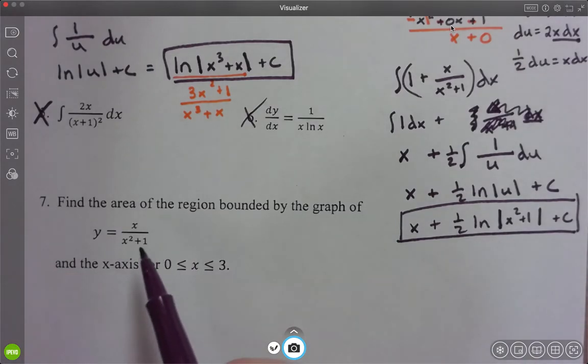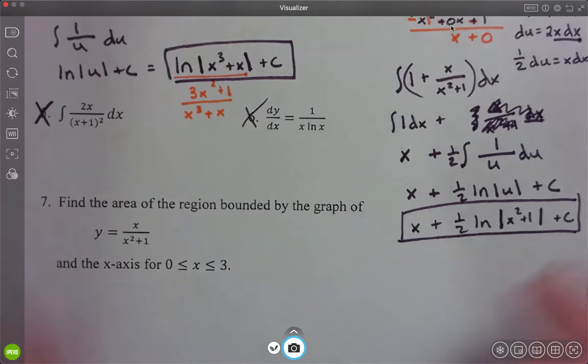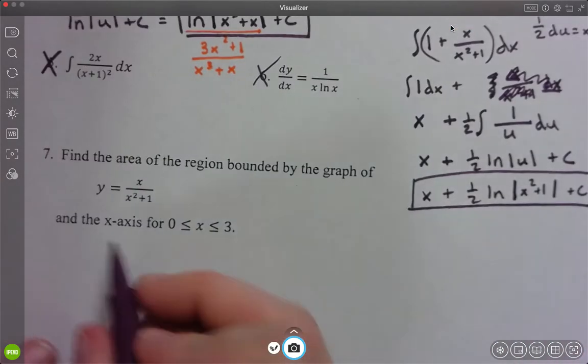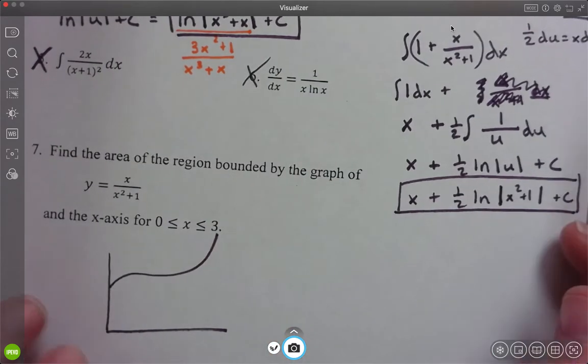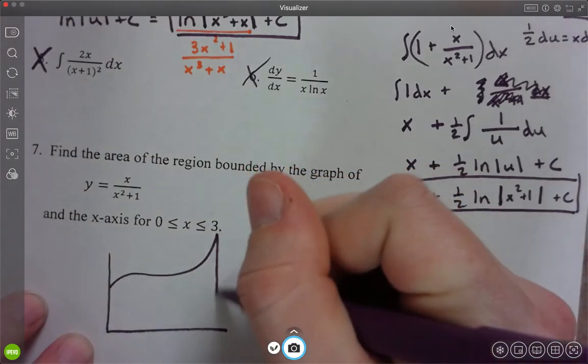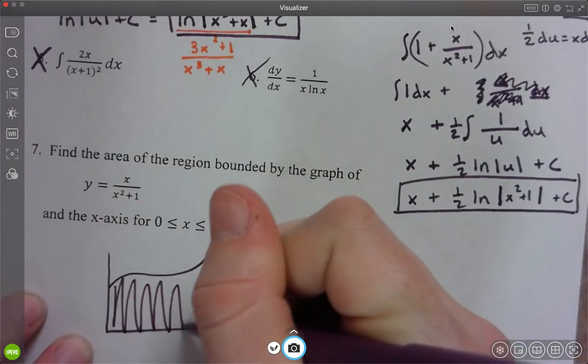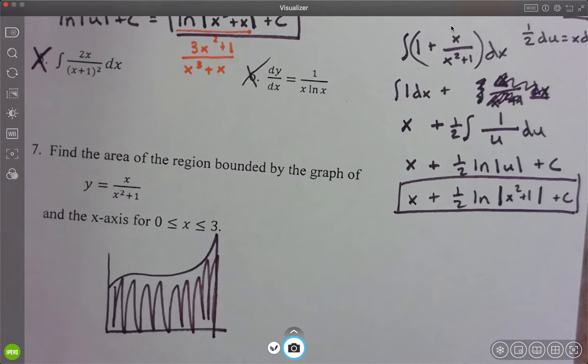Number 7, find the area of the region bounded by the graph of that function. Basically, I don't know what that function looks like. Maybe it looks like this, I don't know, whatever. And I want to find the area underneath of that. So I don't know what it looks like, but we're going to say that's what it looks like.